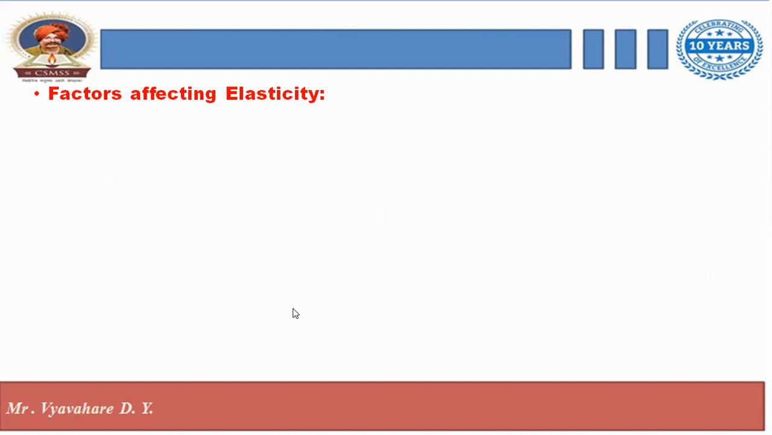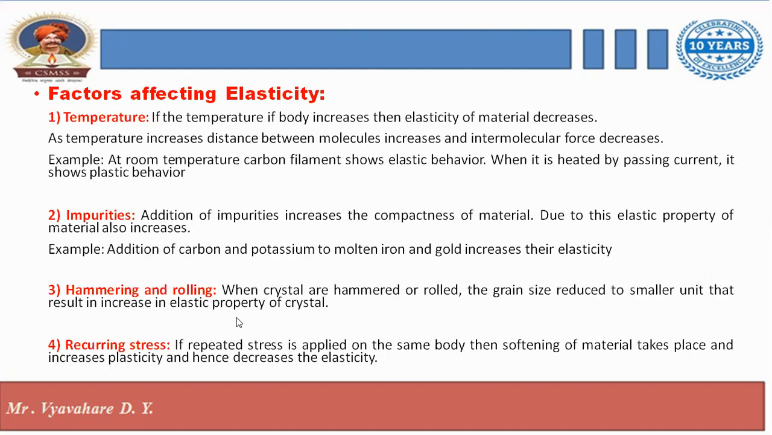Factors affecting elasticity. Some factors can affect the elasticity. First one is temperature. If the temperature of a body increases, then the elasticity of the material decreases. Then impurities. When we add some impurities in the body or the material, it increases the compactness of the material, due to which the elastic property of the material also increases.